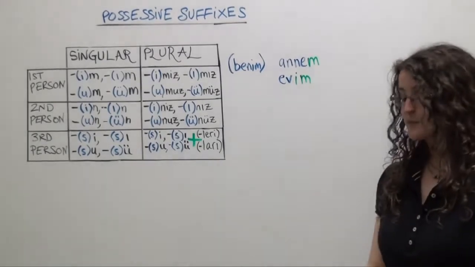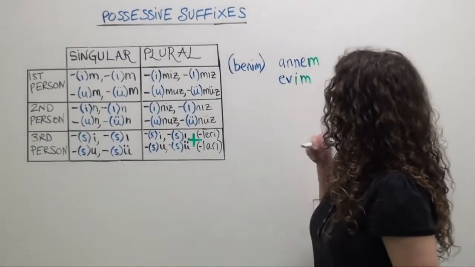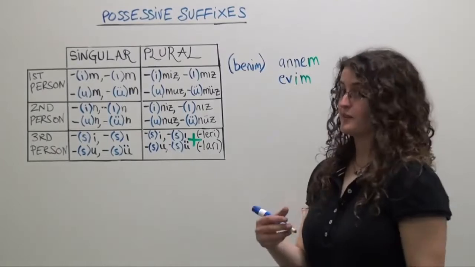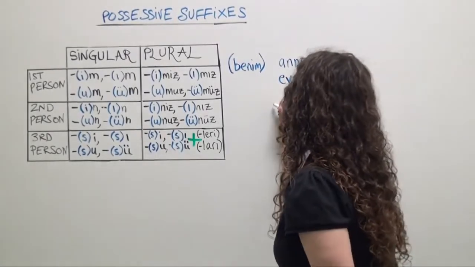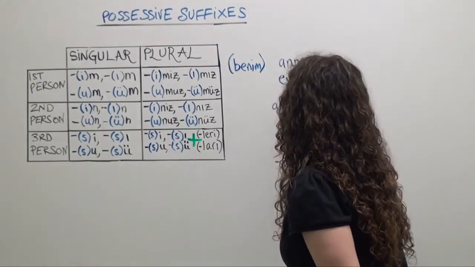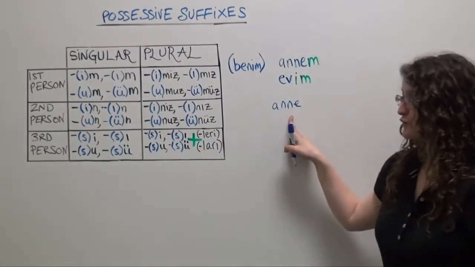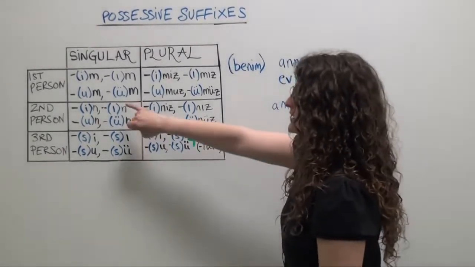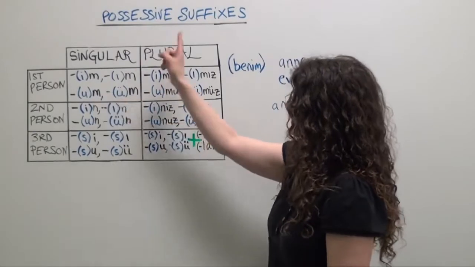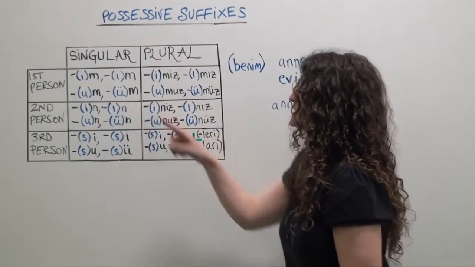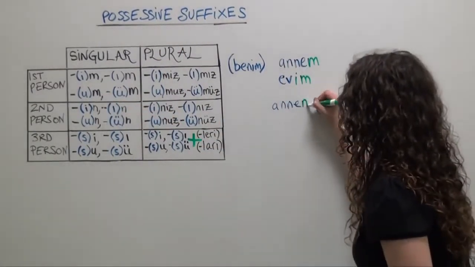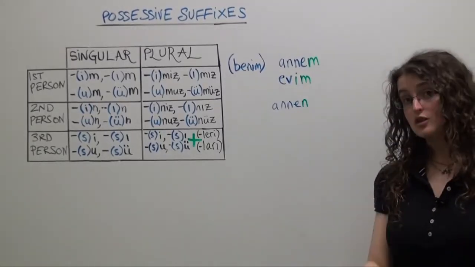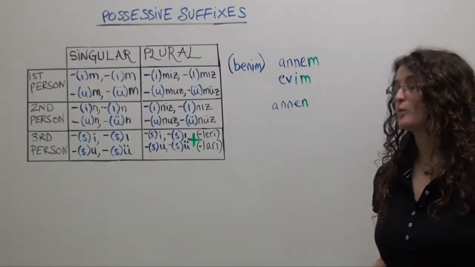Let's move on to the second person. Again, let's say we want to say your mother, your singular, informal mother. Start with the Turkish word for mother, anne, and simply add n, the possessive suffix for the second person singular. Annen. Annen by itself means your mother, your singular informal mother.